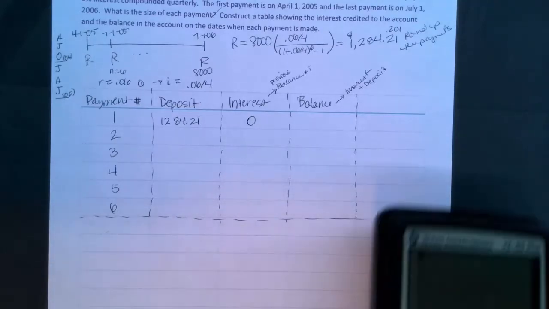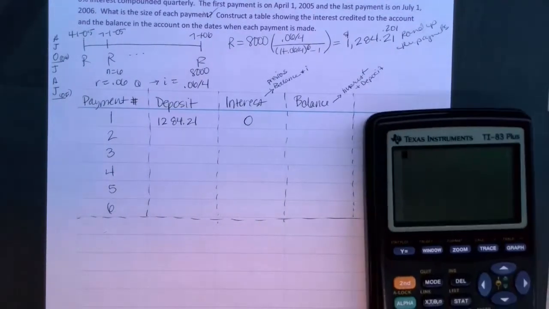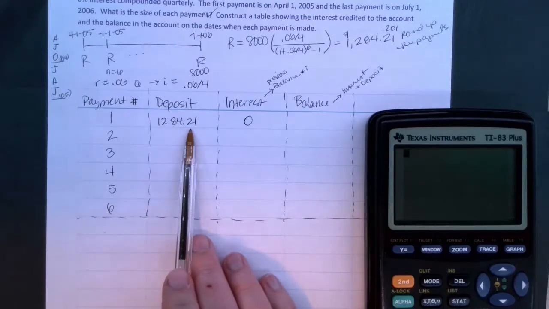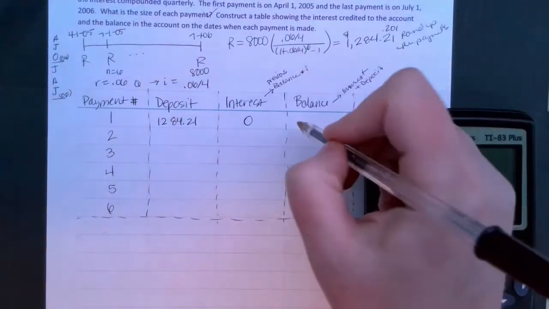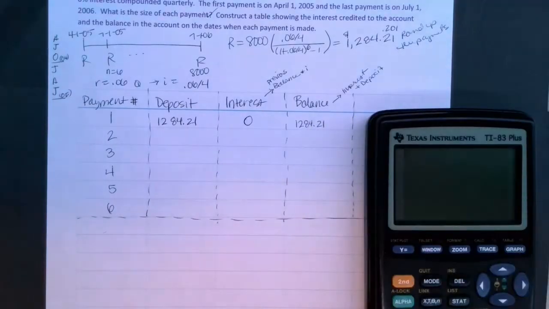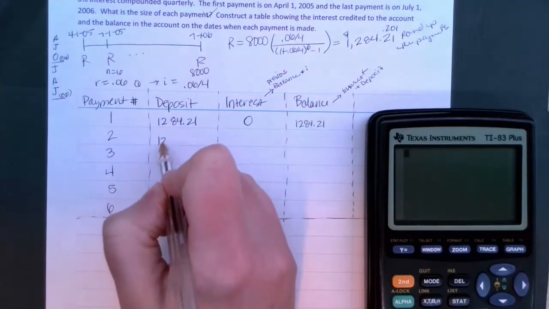So I'm going to take my calculator, just put it right here so you guys can see what I'm doing. So we're going to take 1284.21 plus 0. Well, we don't need to do that on calculator. That would just be 1284.21. Okay, so we don't have to do any work there. And now the second payment we make is going to be the same.